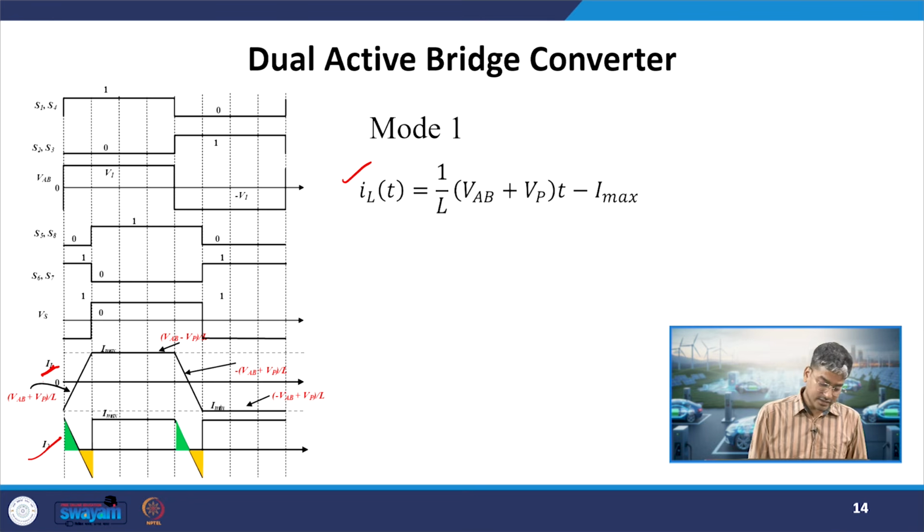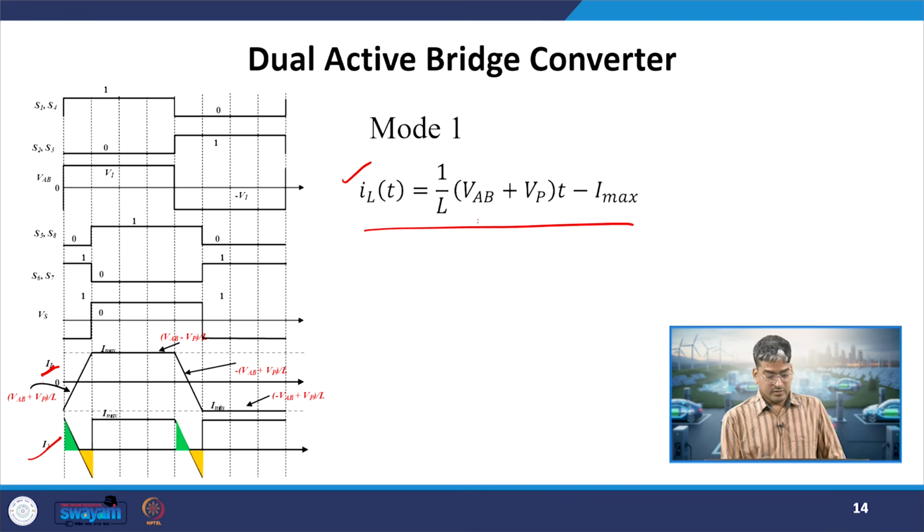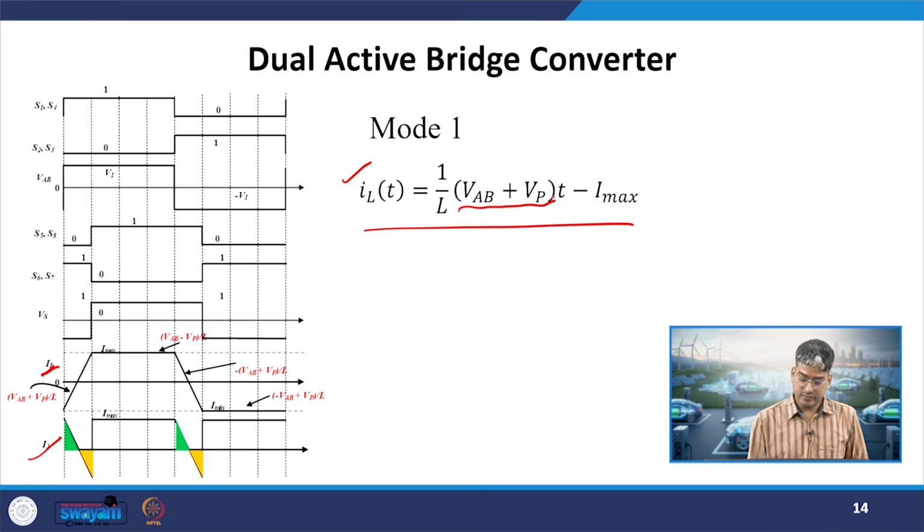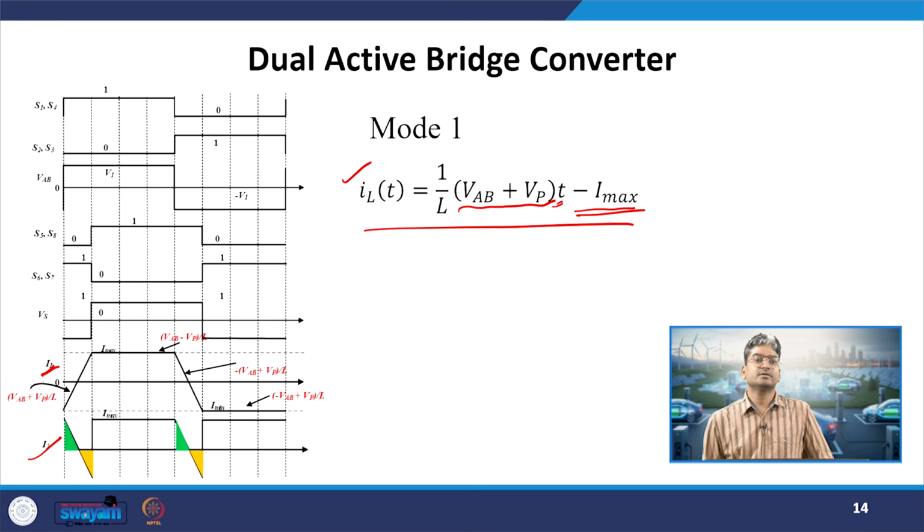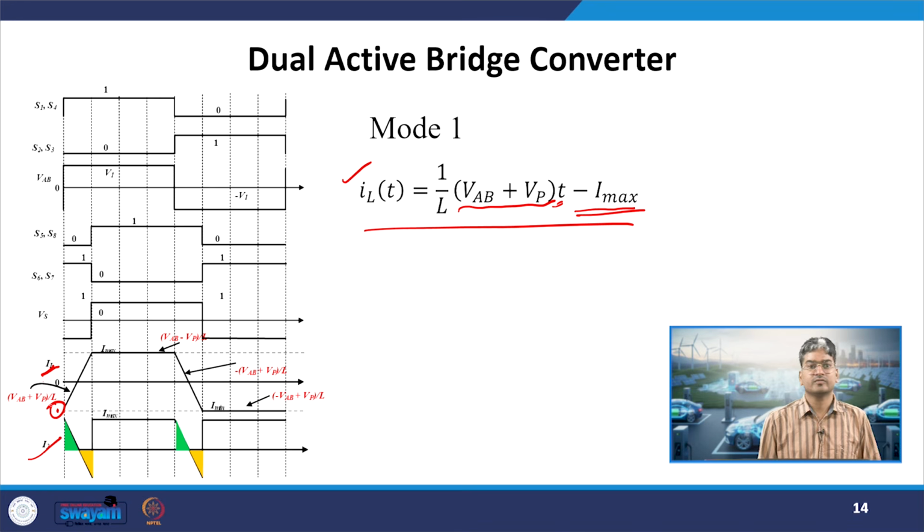For IL, it is the same representation as the y equals mx plus c equation, because this is a straight line. The inductor is given a voltage of this much, and that will be the slope of the line, that is (VAB plus VP) by L. The variable here is time, written as small t, minus I max, which is our initial condition: we have assumed the inductor current starts from a finite negative value, as shown here. Because of that, we get this equation.